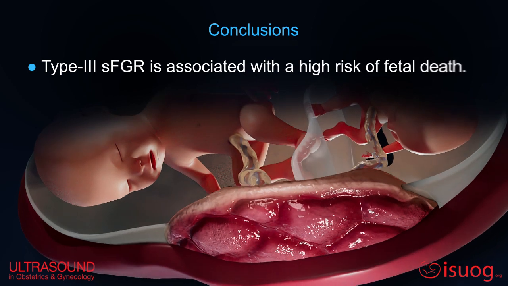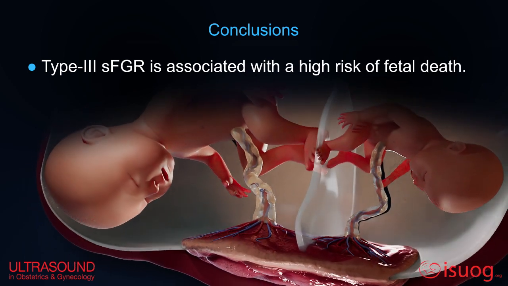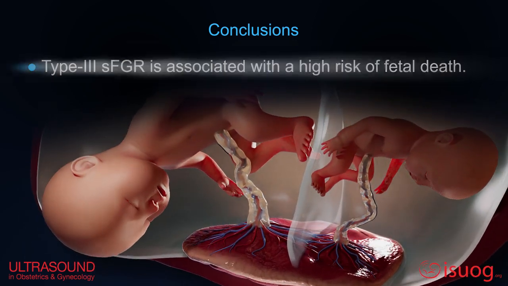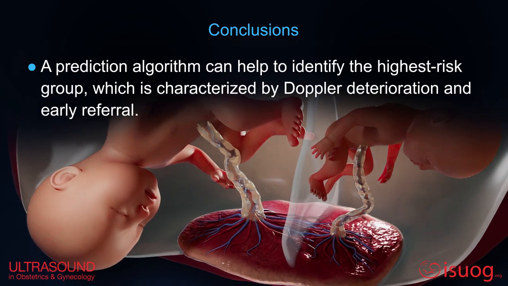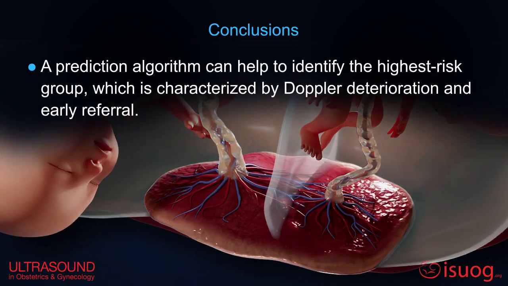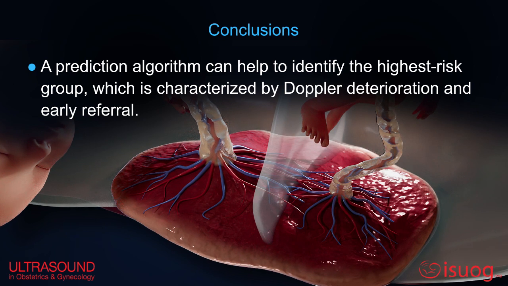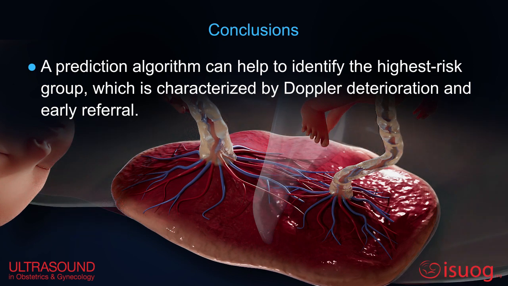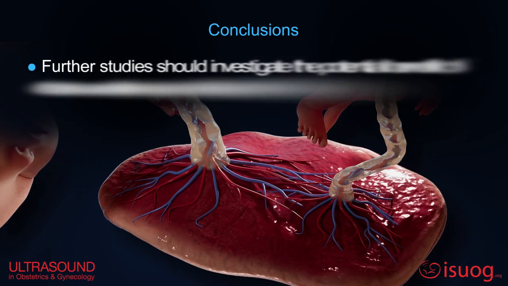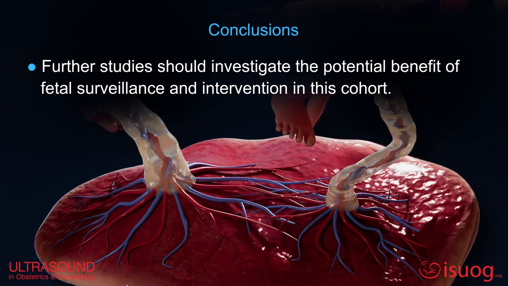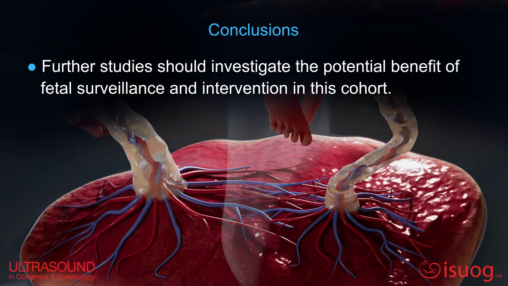Type 3 SFGR is associated with a high risk of fetal death. A prediction algorithm can help to identify the highest risk group, which is characterized by Doppler deterioration and early referral. Further studies should investigate the potential benefit of fetal surveillance and intervention.